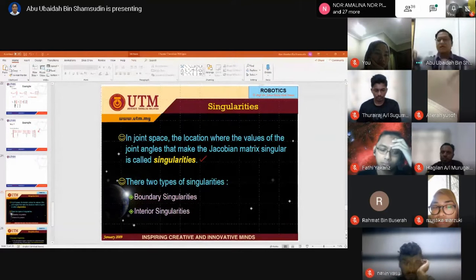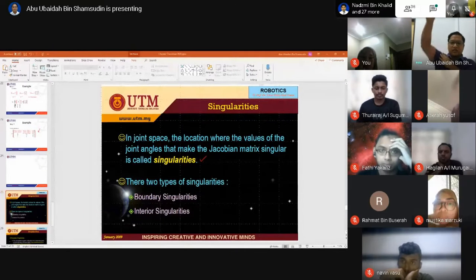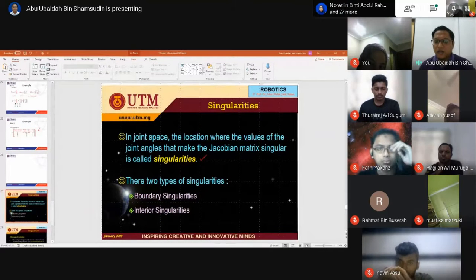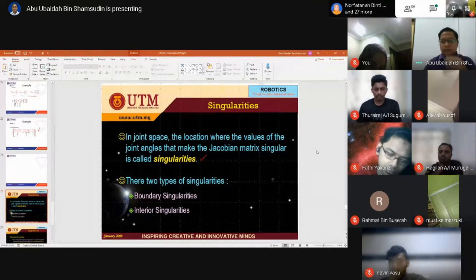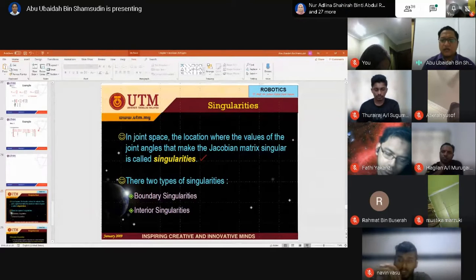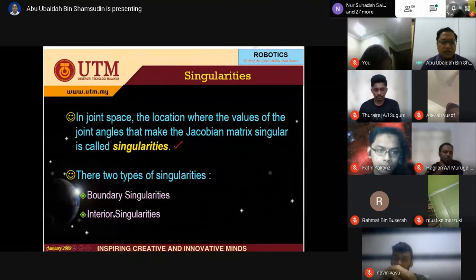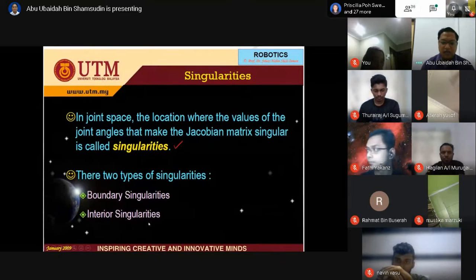It will stop. So that is called Jacobian singularity. We need to avoid our robot from having this kind of condition. They lock, then it cannot go down. So this is just a mathematical calculation problem. To avoid it, we just need to bend our robot joint a little bit. Okay. So there are 2 types of singularities. One is boundary singularities. Second is interior singularities. There are only 2, boundary and interior.